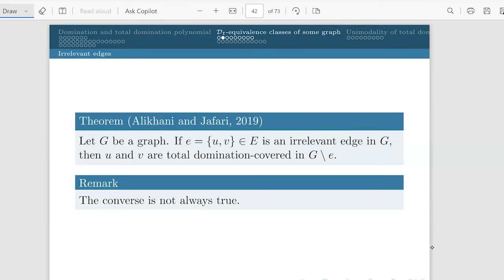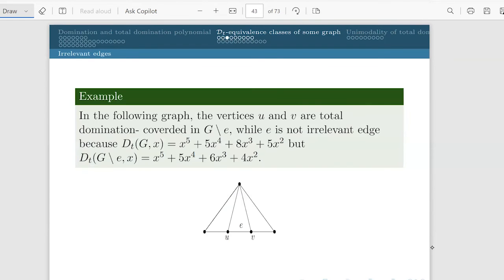And you see here in the following graph, the vertices U and V are total domination covered in G minus E, while E is not an irrelevant edge, because if you compute the total domination polynomial of G it is this polynomial, but you see the total domination polynomial of G minus E is not equal to this polynomial of G. So the converse of this theorem is not true.